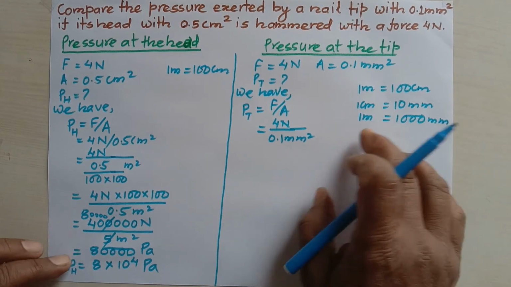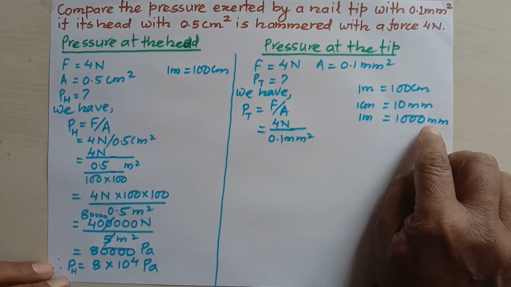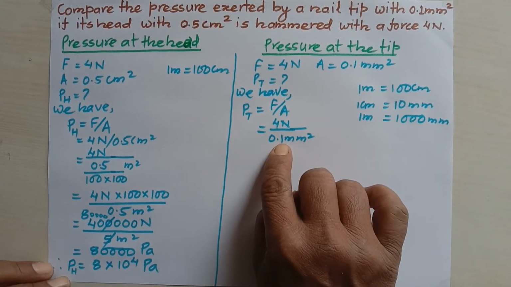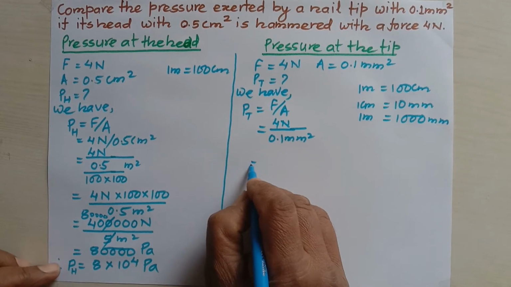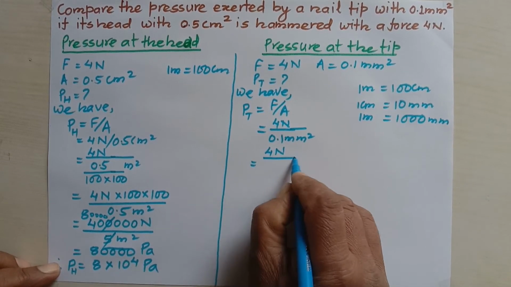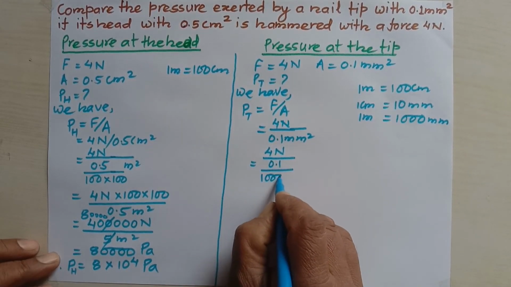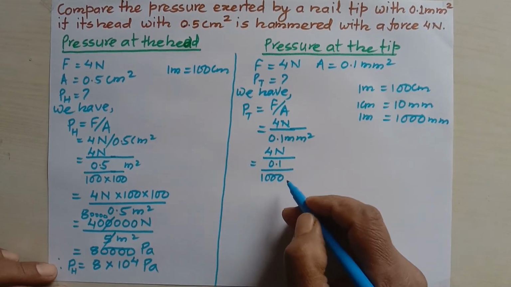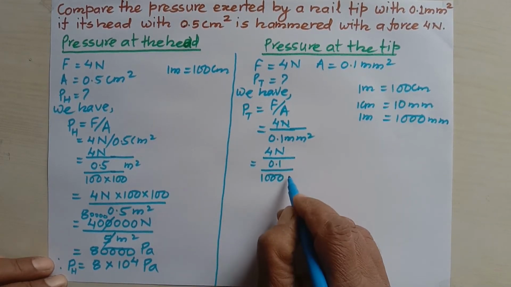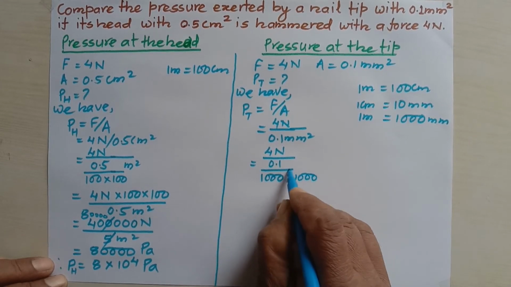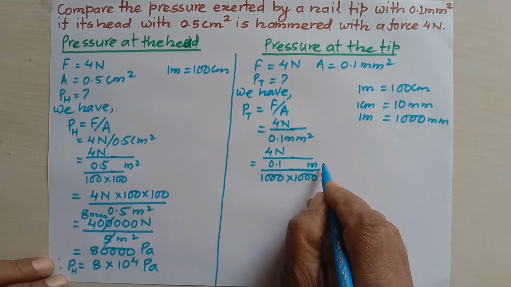So what is the relationship between meter and millimeter? 1 meter equals 1000 millimeter. Now if we have to convert this small quantity, millimeter, into meter, then we have to divide it by this 1000. There is 4 Newton in the numerator, and in the denominator 0.1 has to be divided by 1000. But not only once, because when it is divided by 1000 once, one of the millimeters converts to meter. But if it is divided again by 1000, then the other millimeter also converts to meter, and we'll be able to write here meter square.